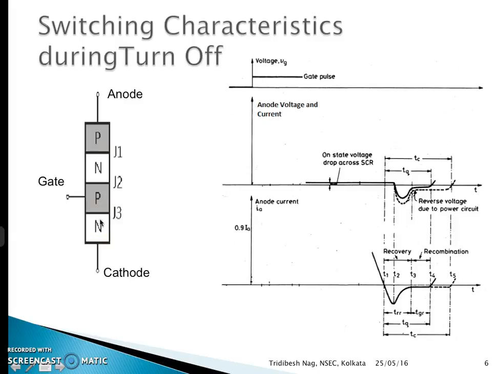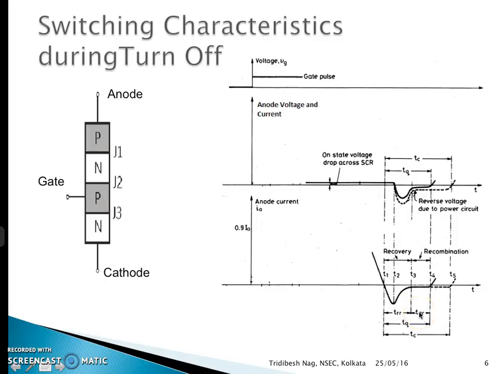The carriers around the junction J2 can be removed only by recombination. The turn-off time is divided into two intervals. One is the reverse recovery time, that is TRR, and the other is the gate recovery time, TGR. So your TQ is equal to TRR plus TGR.